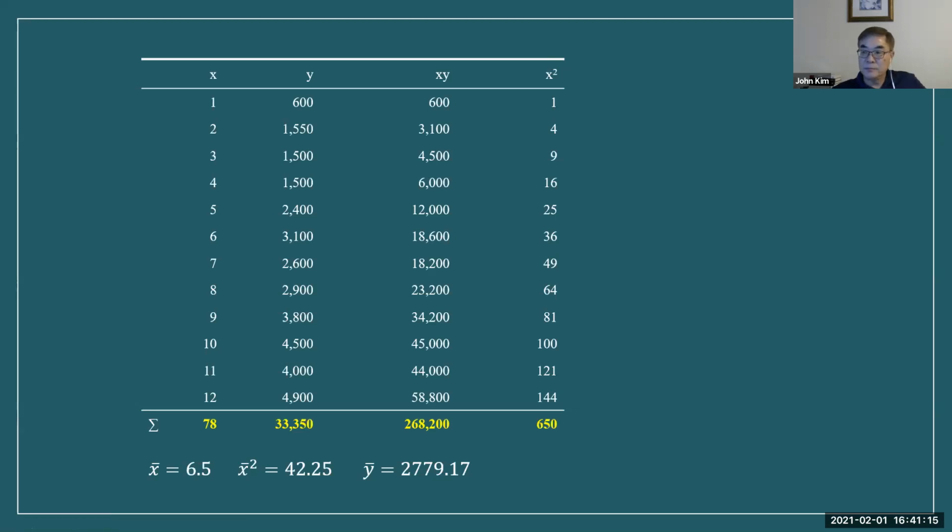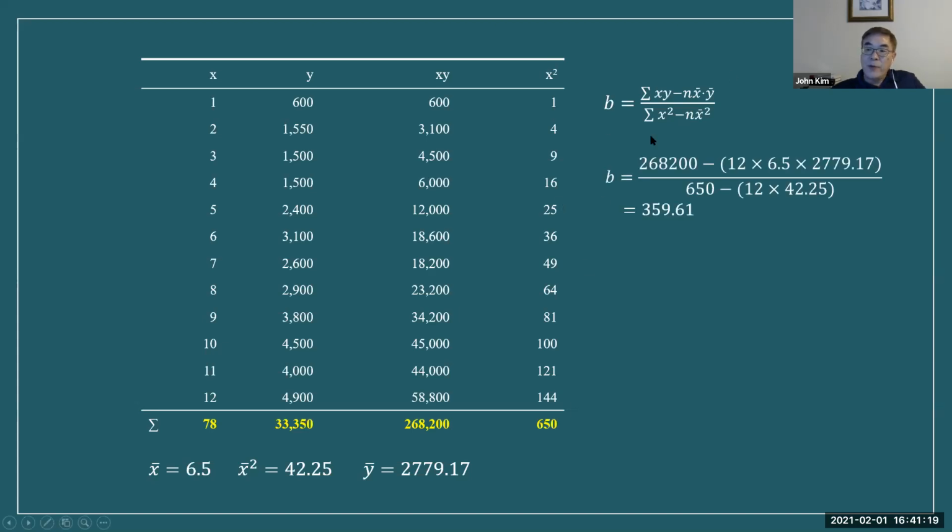And then plug in the sum of xy, this one, 268,200 minus n, 12, the sample size, times the mean of x variable 6.5 times the mean of y, divided by sum of x squared, 650, minus n again 12, then mean of x squared, 42.25. So B equals 359.61.